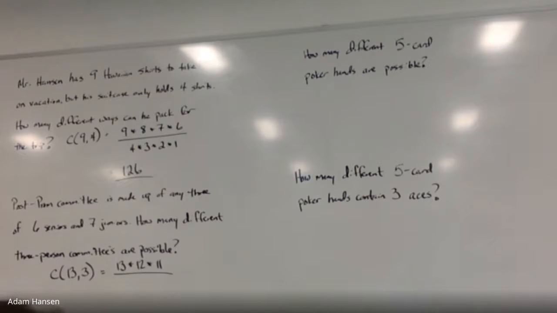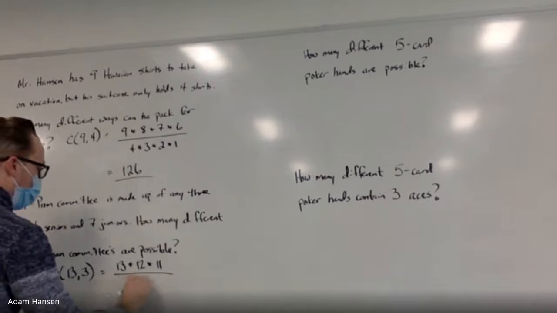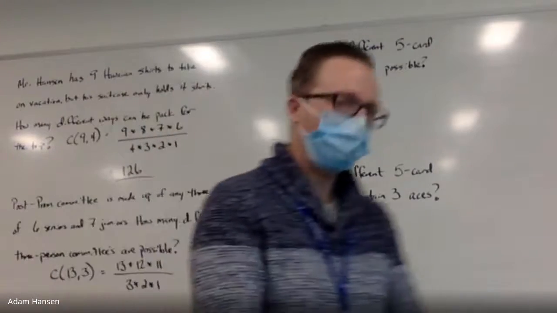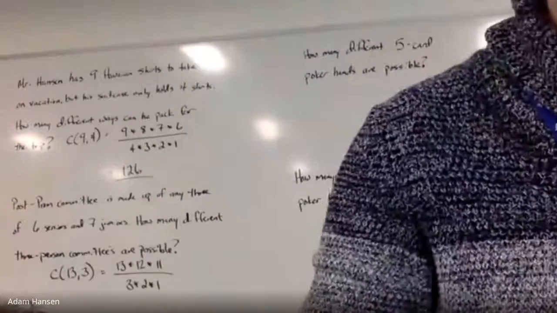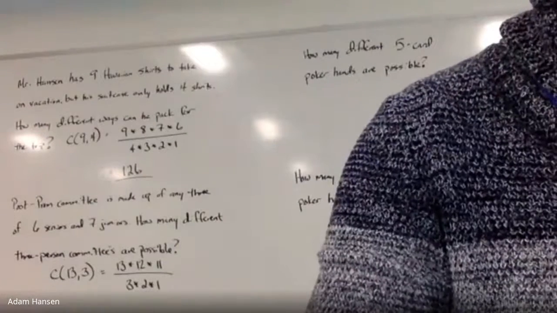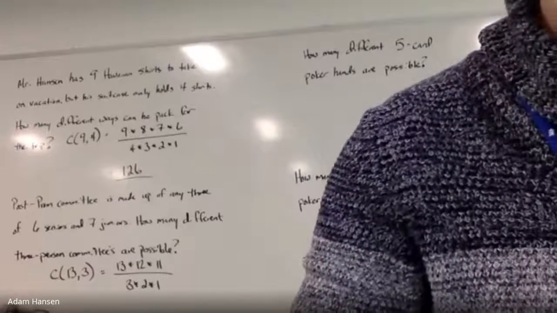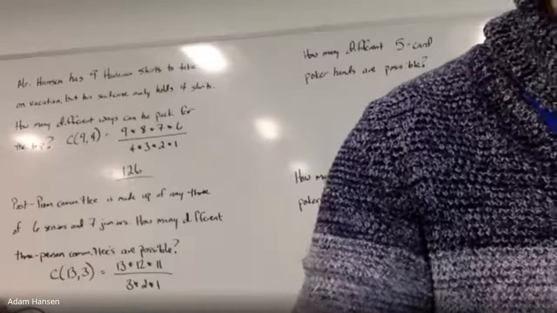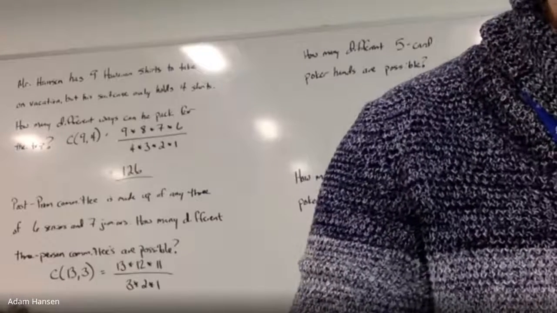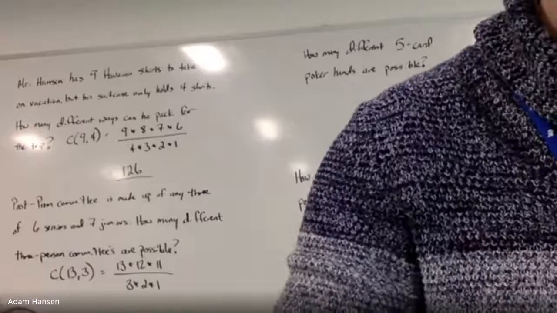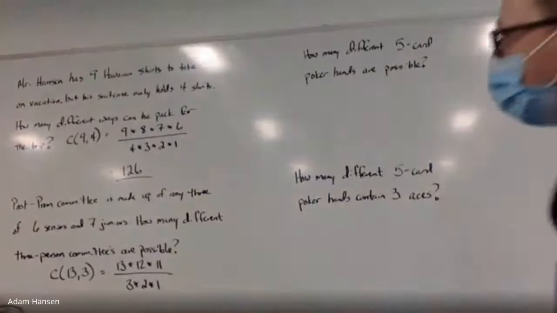I don't care if it's the same 3 people. They're just in the committee. It could also be C, B, A. So I need to get rid of all the arrangements that are exactly the same people. So I need to divide by an extra 3 factorial: 3 times 2 times 1. 13 times 12 times 11 divided by 3 times 2 times 1 is 286.